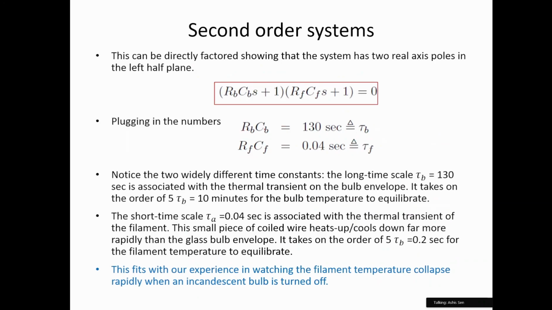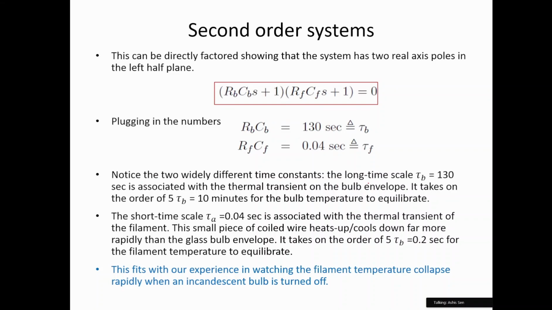Remember, R times C is basically a time constant. Resistance times capacitance gives you a time constant. So RB CB, let's call it tau B, and RF CF, let's call it tau F. You can see that tau B is about 130 seconds and tau F is only 0.04 second. So notice the two widely different time constants.